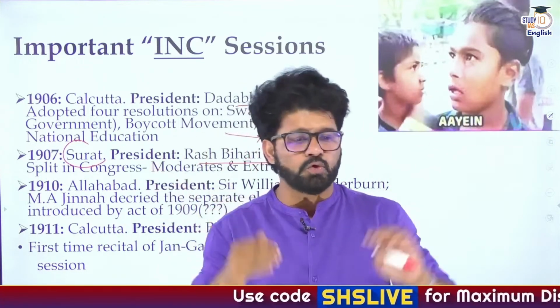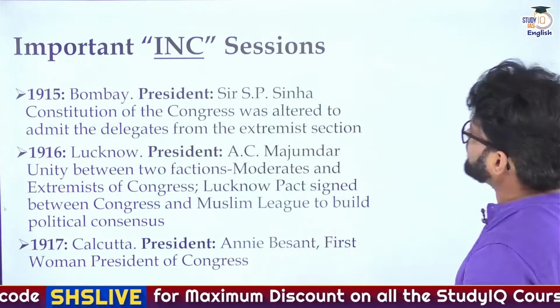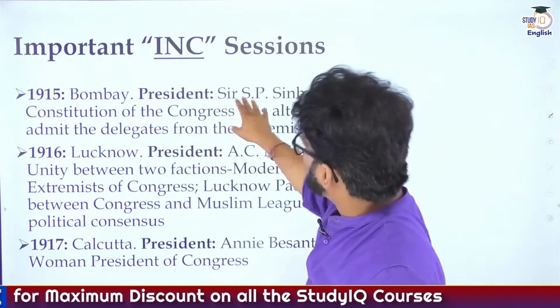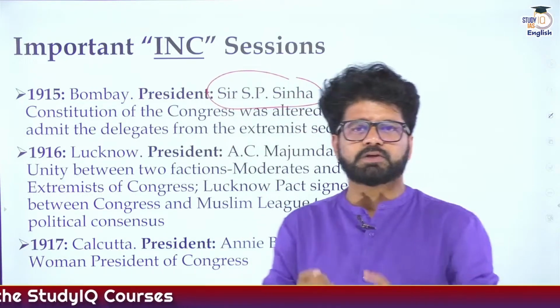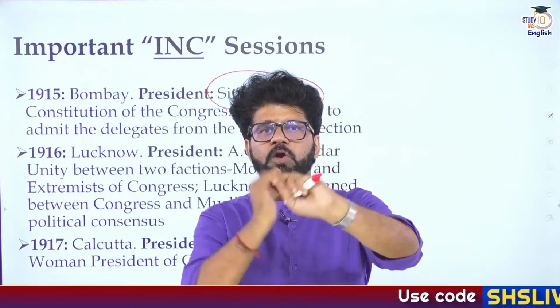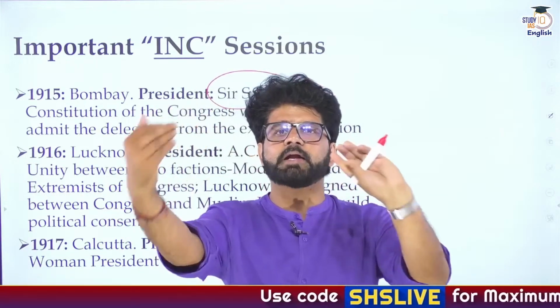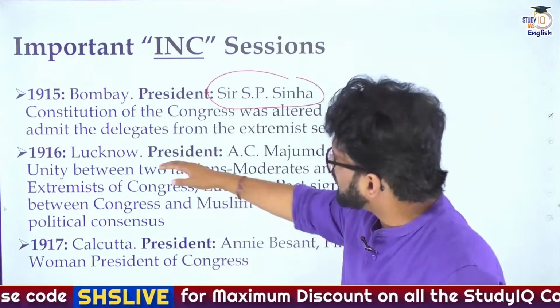When it happened, again, you can post it in the comment section. Please pay attention, 1905 to 1907, very important. 1915, Bombay, President S.P. Sinha. Now, there is a question for you again. If you know it, post it in the comment section. Is he the same Satyendra Prasanna Sinha who was the first Indian member of the Viceroy's Executive Council by the 1909 Act, that is, the Morley-Minto reforms? If you know it, post it in the comment section.